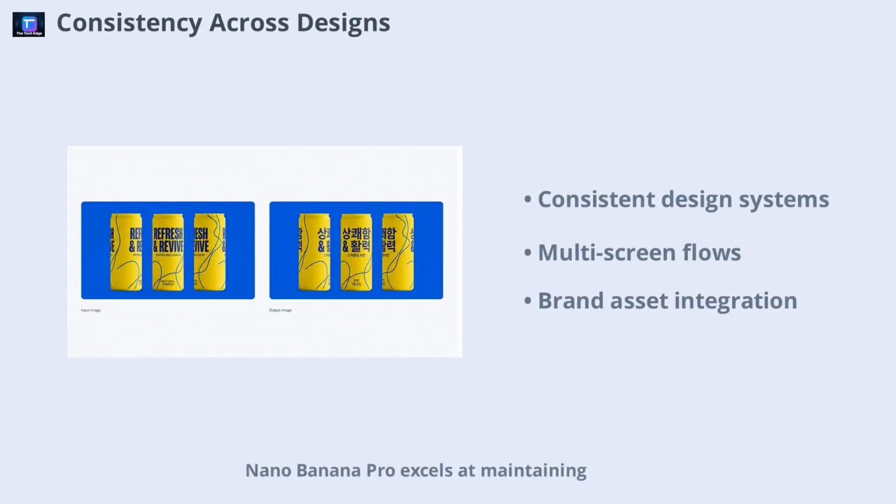Nano Banana Pro excels at maintaining consistency across multiple screens and design elements. It can blend up to 14 images and keep up to 5 characters visually consistent. This is especially useful for building design systems, brand libraries, and multi-screen flows. By uploading your brand assets and styles, you can generate variations that all adhere to your established visual language, saving time and ensuring a cohesive user experience.